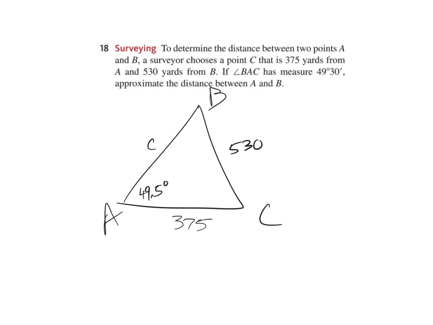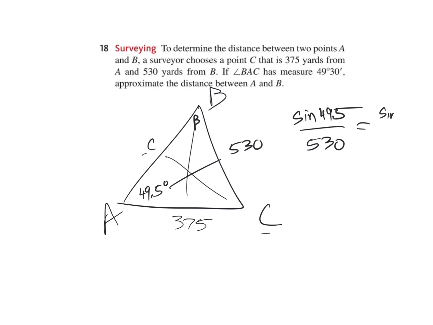So it wants A to B. It wants little c again. So what do we know? We know those. So the sine of 49.5 is to 530. As we need that, and we don't have either one of these. So we better get beta.